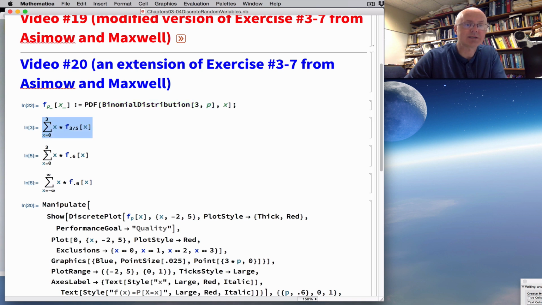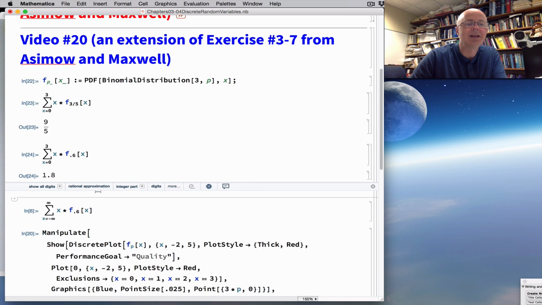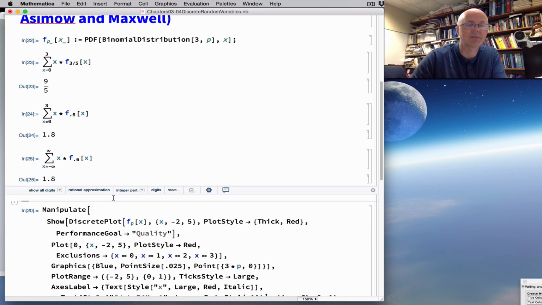And each of these 3 sums is a different way to get the mean of 1.8, although it's written as 9/5 with that sum. When you put a decimal in there, you get a 1.8. Here I'm just emphasizing that Mathematica knows that the value of this function is 0 except when x is 0, 1, 2, or 3. So I can go from minus infinity to plus infinity. I still get the same answer of 1.8.